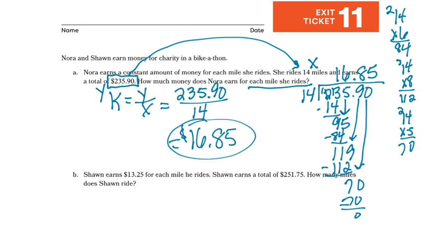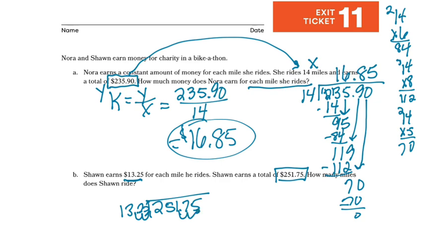And then it's the same thing with Sean. Sean earns $13.25 for each mile he rides. Sean earns a total of $251. We want to figure out how many miles does Sean ride. So if this is his dollar amount, and then this is his constant of proportionality, that's his unit rate, we only need to do $251.75 divided by 13.25. Got to move that decimal twice and move this one twice.